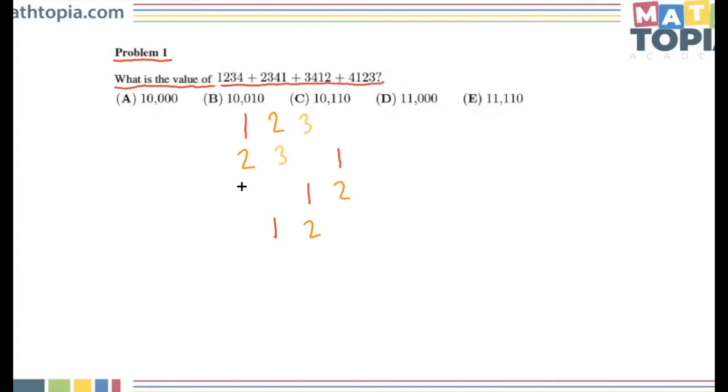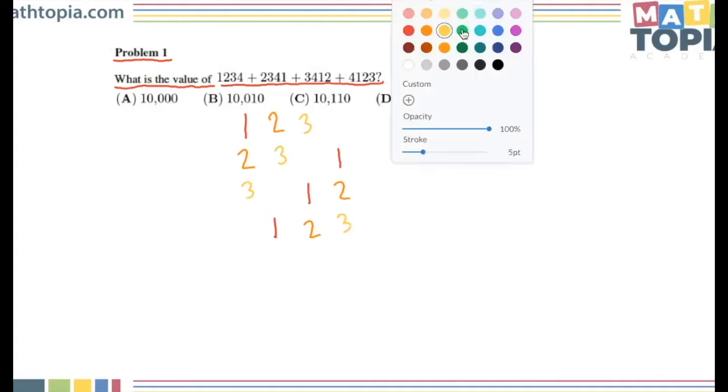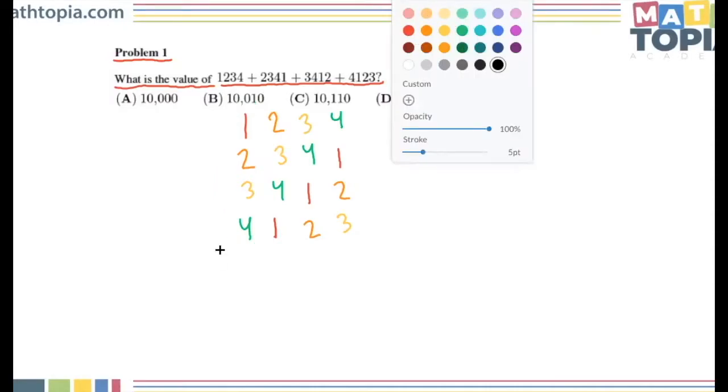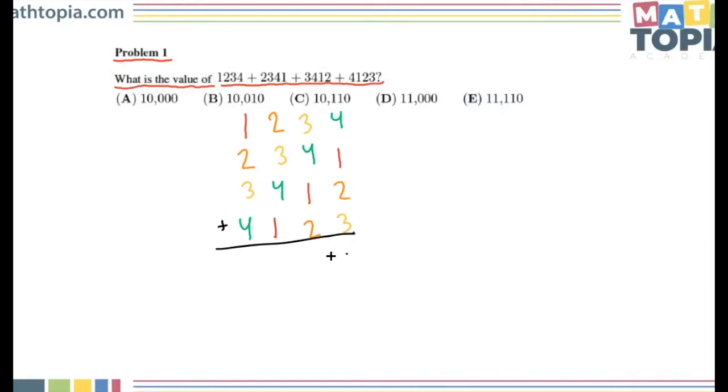If I color code all the numbers, you can see each one appears exactly once in each number and exactly once in each sum of places, right? So like 4, 1, 2, 3, 3, 4, 1, 2, 2, 3, 4, 1, and 1, 2, 3, 4. They all appear in the same place. So therefore, if we are adding all four of these up, we just get 10 here, 10 here, 10 here, and 10 here. And if we add these all up, we get 11,110. So that would be choice E. All right.